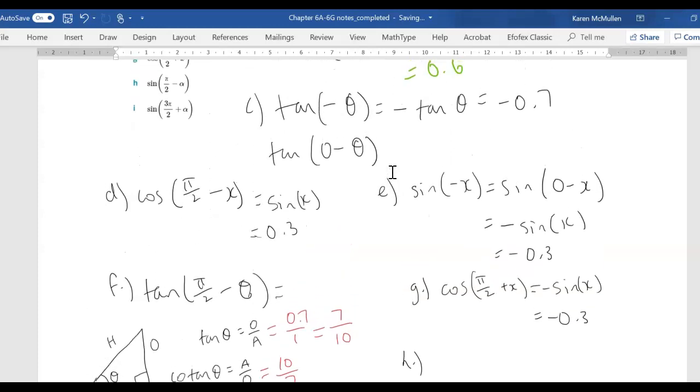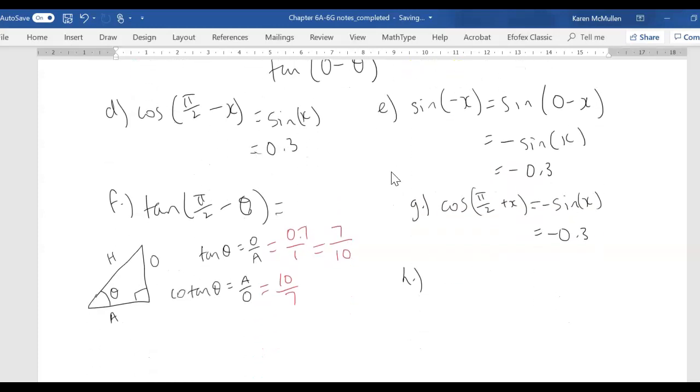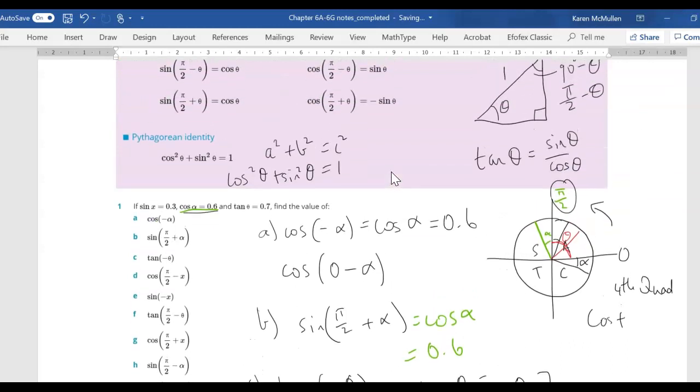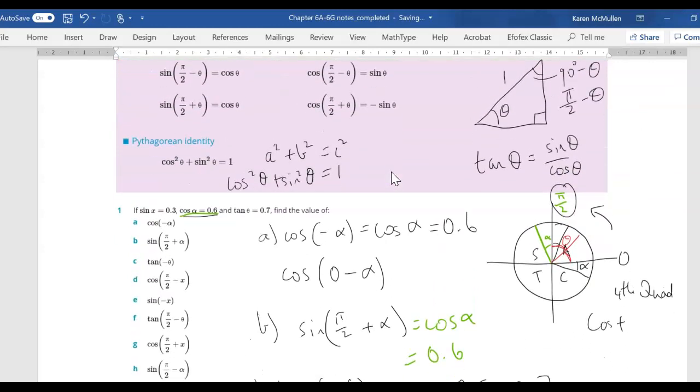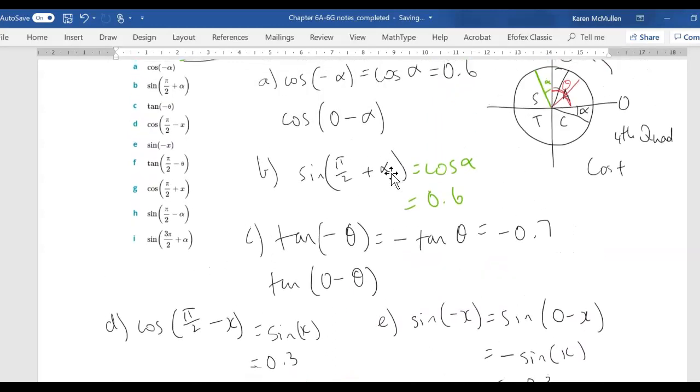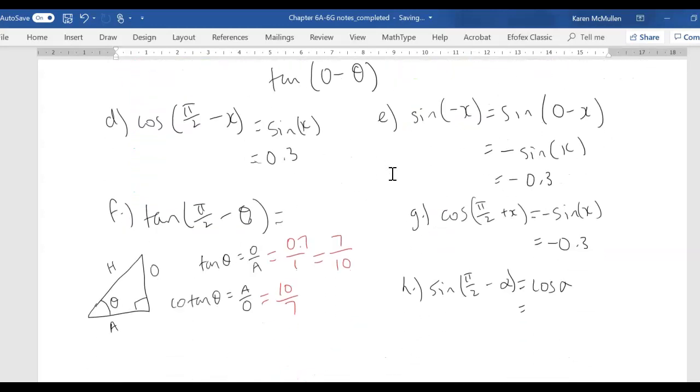H is sine of pi on 2 minus alpha. I didn't see what the angle was. So we look at the complementary angle. We go back up to the pink box. So cos theta, but because we're using alpha as our angle, it's going to be cos alpha. And cos alpha is equal to 0.6 from memory.